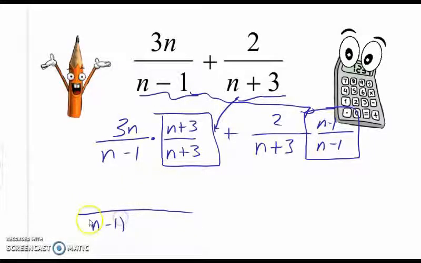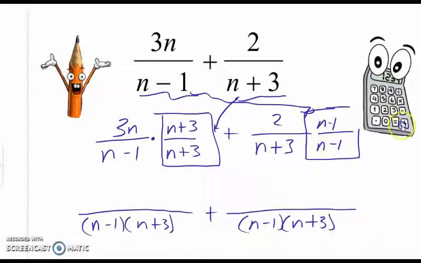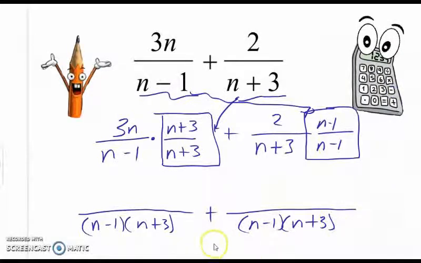So you have to multiply the top and the bottom by the denominator of the first one, which is n minus 1. So this will help us get the common denominator. So the common denominator is now n minus 1 in parentheses and then n plus 3. So this is going to allow us to solve for the denominator.